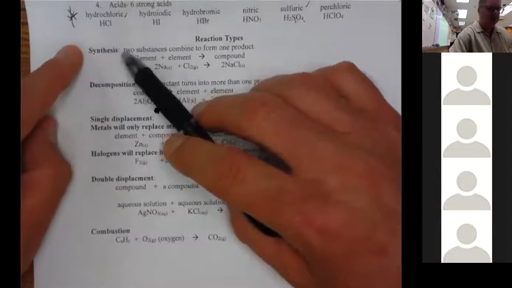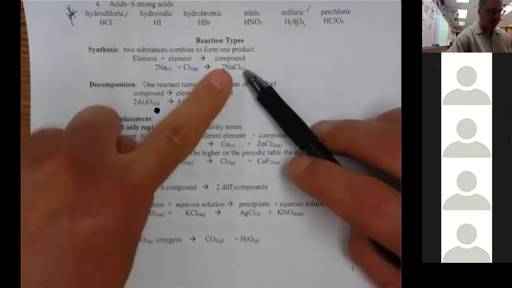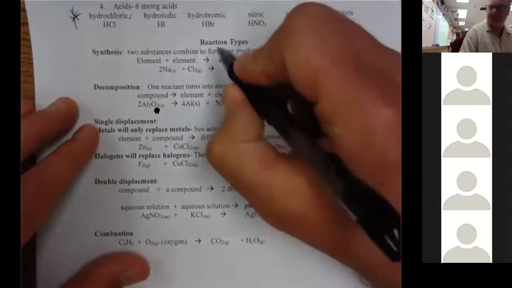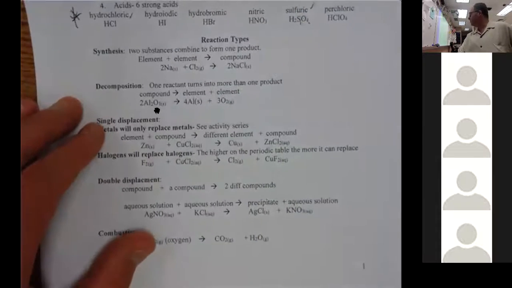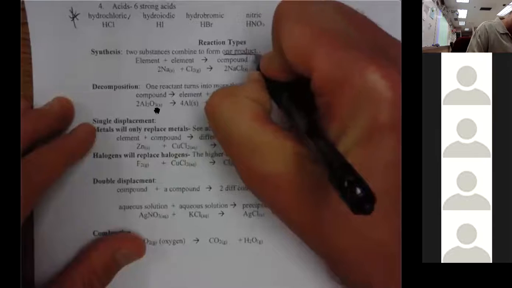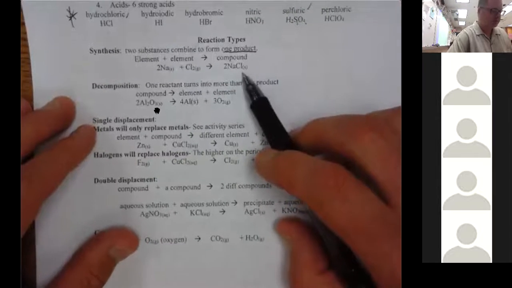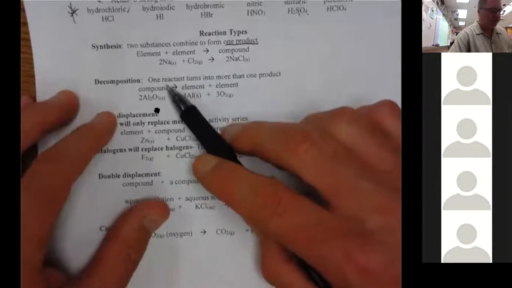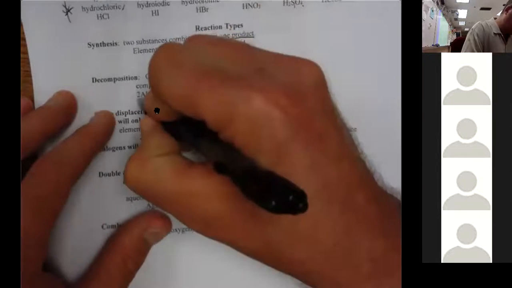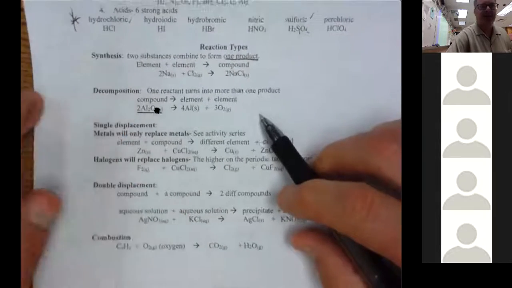There's a synthesis, where 2 elements or compounds come together to form one. So with this, you're looking for one product. Let's see if I have a highlighter somewhere. I'll just underline one product. That's a surefire way to know that that's a synthesis reaction. One reactant turns into more than one product. So if you have one reactant that's breaking down, we call that a decomposition.